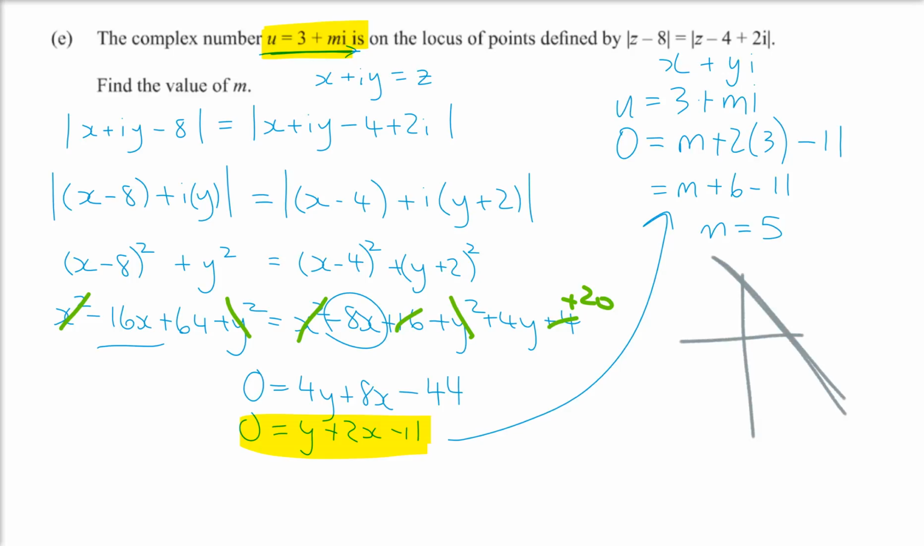Like that. y equals negative 2x plus 11. And so when x is 3, what is y? Which particular complex number satisfies that? Does that help you out? Good with that? It's my maths video, but anyway.